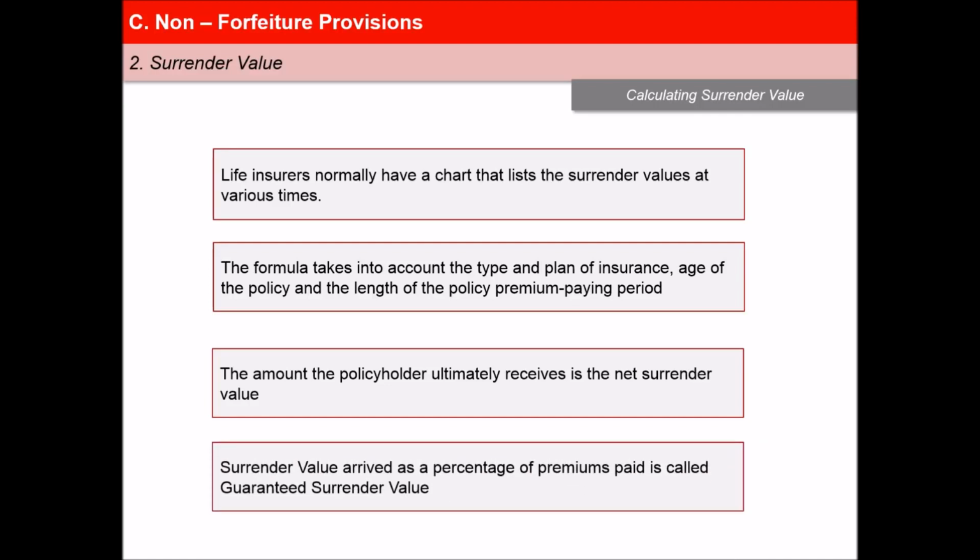Surrender value is a percentage of paid-up value, and the surrender value arrived at as a percentage of premiums paid is called guaranteed surrender value.